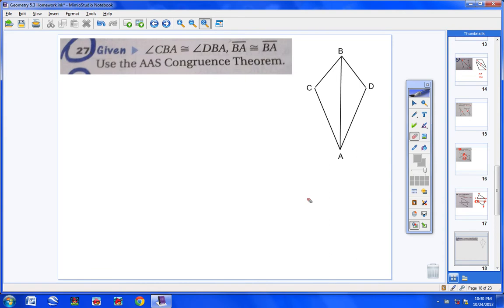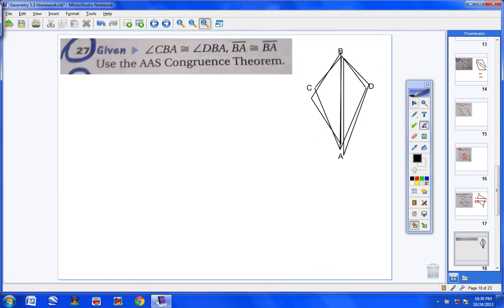Now on number 27, let's go ahead and take our given and let's write on the triangle. We are given angle CBA, so put a mark here, is congruent to DBA, so put a mark here. And then we know that BA is congruent to BA, which is obvious, so this line right here, okay? And I really get tired of doing this, to be honest with you students, but I just feel like it's important to do. So if you get tired of this, I'm sorry, but I do feel like it's important to split these triangles up.